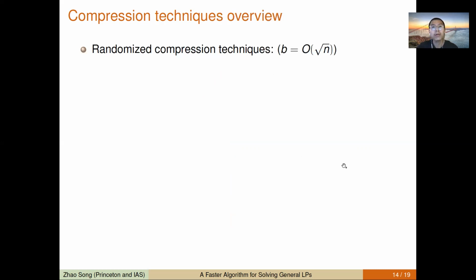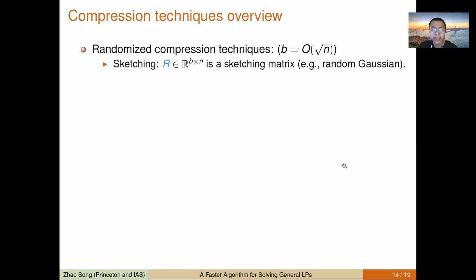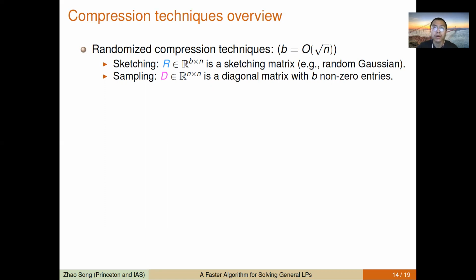Here, let me give you an overview of our compression techniques. There are two kinds of techniques. One is a randomized compression technique, and the other is a deterministic compression technique. In the randomized compression technique, the first technique is called sketching, where you can think of matrix R as a very fat matrix where every entry is a random Gaussian. Another compression matrix is called a sampling matrix, where D is a diagonal matrix with b non-zero entries on the diagonal, b roughly root n here. And in order to make the algorithm work, in every iteration you need to control the error generated by sketching or sampling.